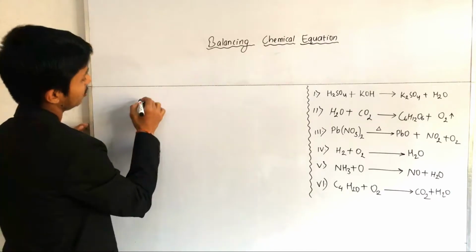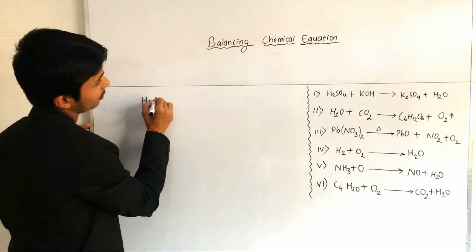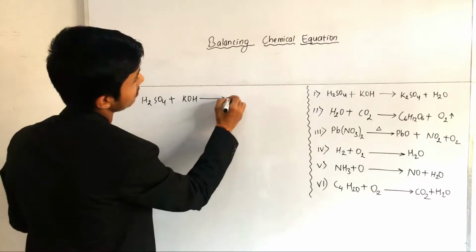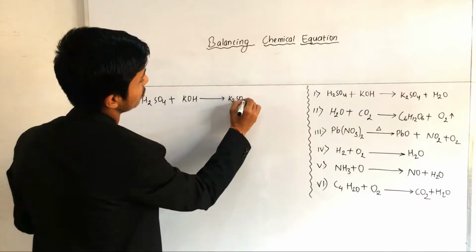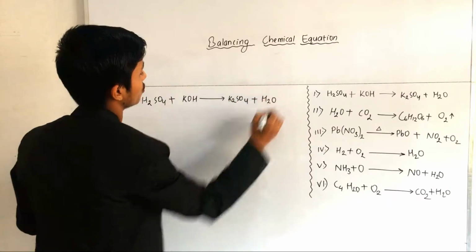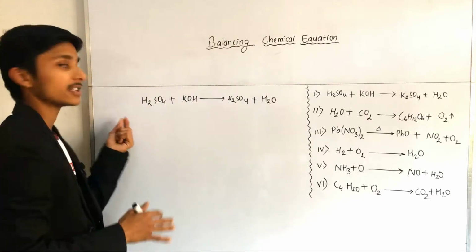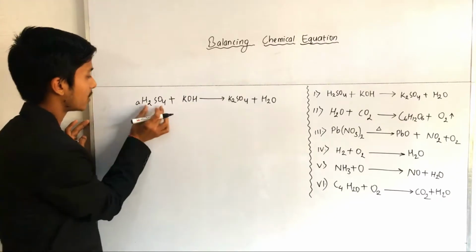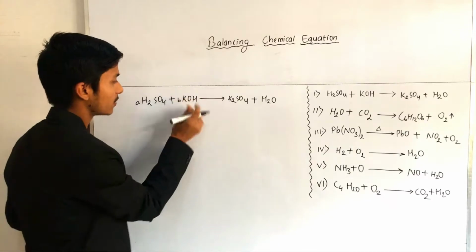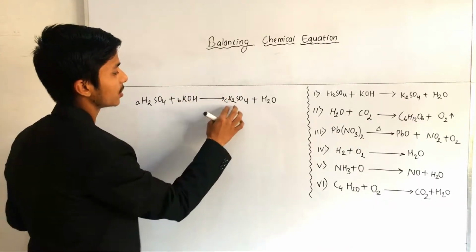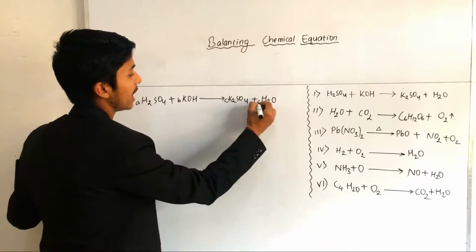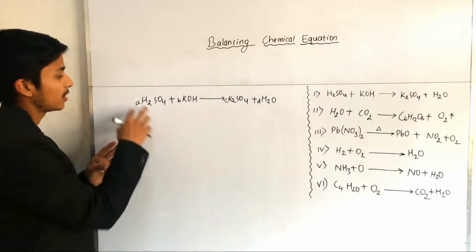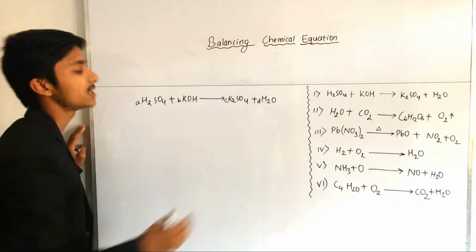Just copy the equation that you have. Here we have H2SO4 plus KOH, which gives K2SO4 plus H2O. You just need to put alphabets as coefficients: A, B, C and D. Put A as the coefficient of H2SO4, B as the coefficient of KOH, C as the coefficient of K2SO4 and D as the coefficient of H2O. Now we find the values of A, B, C and D.